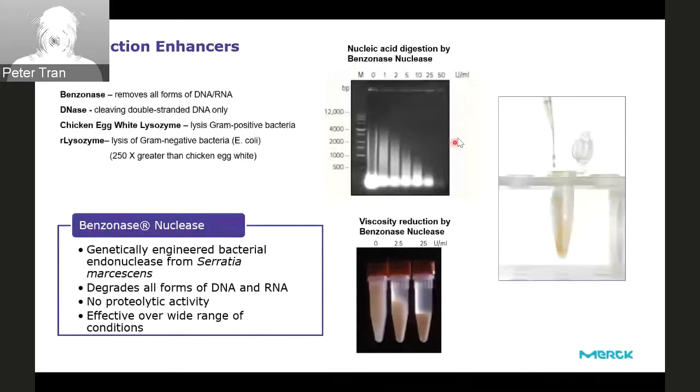And this is the result showing that using benzonase nuclease, you can degrade a lot of DNA and RNA, up to when you use 50 units per mL. And with the treatment of benzonase nuclease, you can reduce a lot of viscosity, because the viscosity is formed by the DNA and RNA material, and you can see the viscosity reduced significantly using the nuclease.